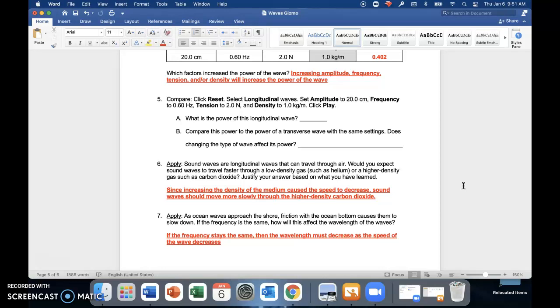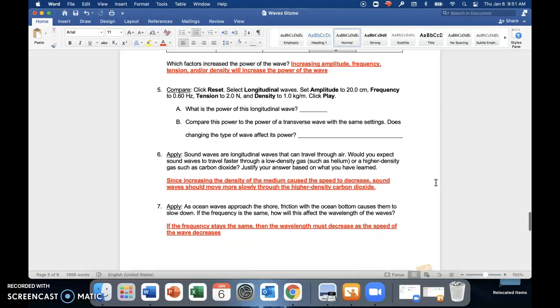Okay, and then as we move to number 7, if the frequency stays the same, then the wavelength must decrease because the speed is decreasing. Because as the wave makes contact and that friction occurs, this is going to slow down the wave. Since the frequency is not changing, it has to be the wavelength that is changing, and they are directly proportional. The wavelength will decrease in the same proportion as the wave speed decreases.